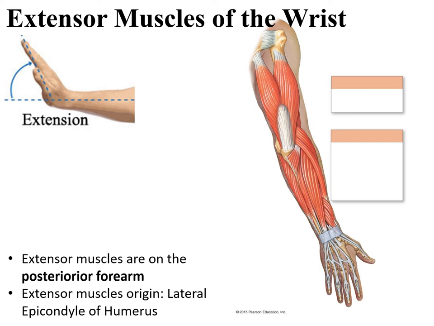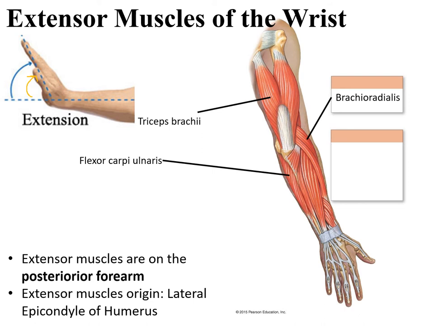They all originate approximately around the lateral epicondyle, right? And so we can find the lateral epicondyle and follow the muscles down from there. Again, these are all responsible for extension, so pulling your hand back. Okay, we already know a couple of these muscles. We know the triceps brachii for throwing a ball. We know the brachioradialis for lifting your arm up to take a drink.